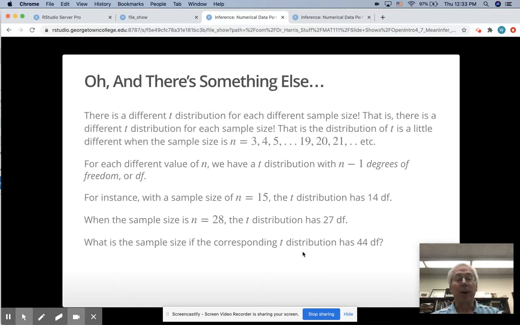We've got a question here at the bottom. What would the sample size be if the t-distribution had 44 degrees of freedom? I'll give you 5 seconds to think about that, and I'll give you the answer.